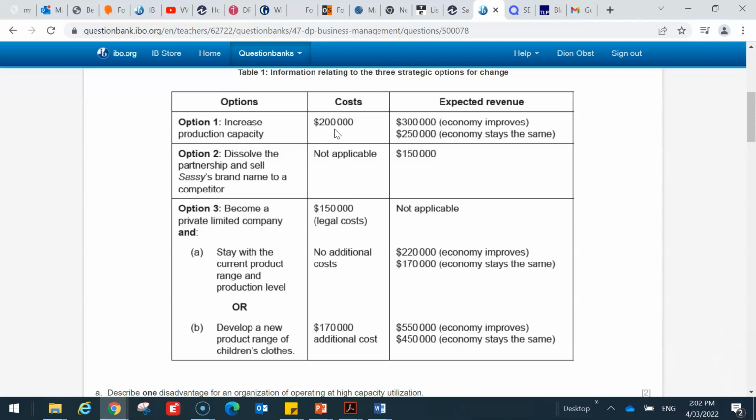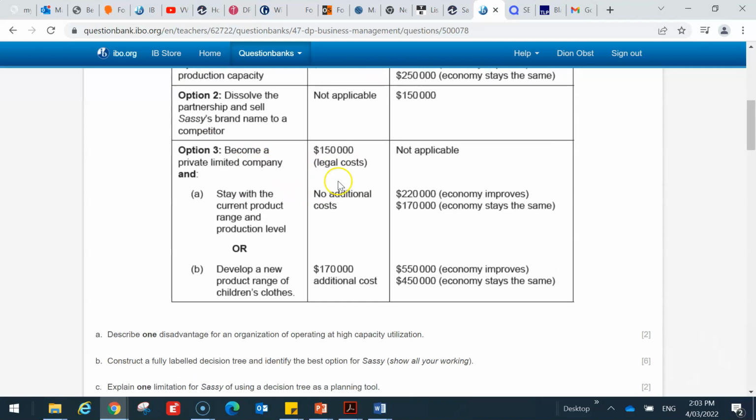It's easier if you visualize this in a moment, so I will put it on the screen, don't worry. You can see here the cost applicable to option one is 200,000. Option two, there was no cost, and the reason for that is the partners, and when they say dissolve the partnership, it just means shut down the partnership, or dissolving is essentially the shutting down of the partnership, and selling off the brand name itself. All right, so no cost involved, but there is still an expected revenue return through the sale of the SASE brand.